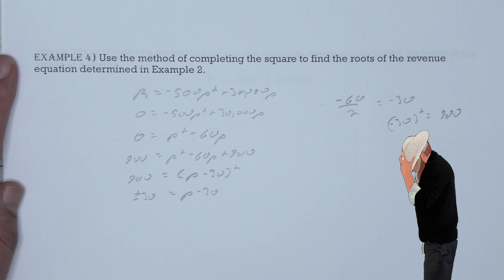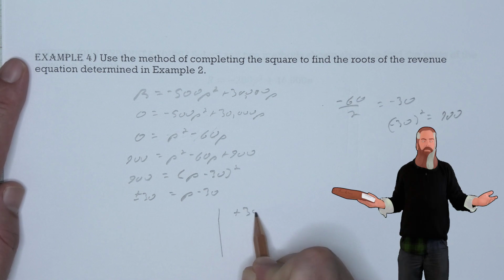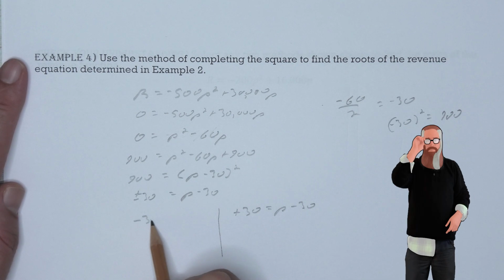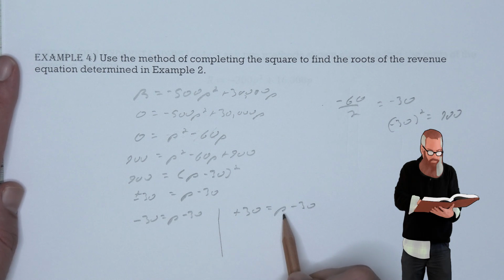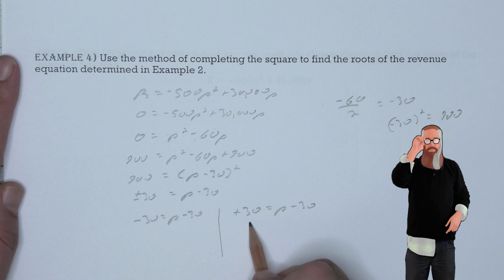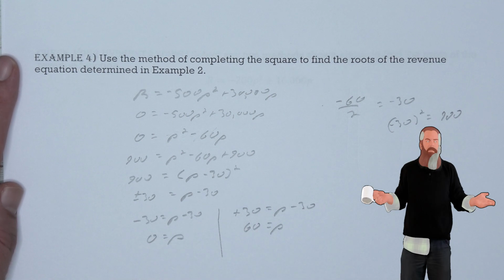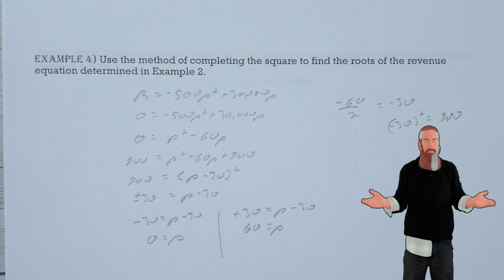This means that we have two possible answers here. One is that positive 30 is equal to p minus 30. The other is that negative 30 is equal to p minus 30. Solving the first one for p, we add 30 to both sides, getting that 60 is equal to p. And solving the negative version, we add 30 to both sides, getting that 0 is equal to p. So the roots of the revenue equation are again found to be p equals 0 and p equals 60.